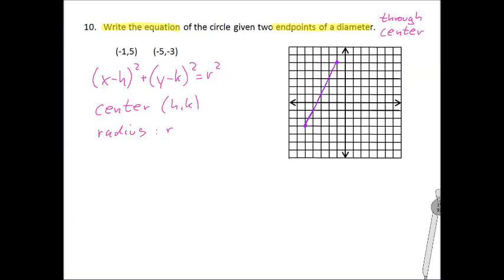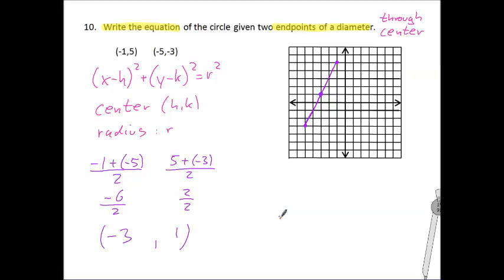Remember the midpoint formula. For the midpoint formula, we're averaging the x-coordinates. That means we're adding them and dividing by 2. And we're also averaging the y-coordinates. Divide them by 2. -1 plus -5 is -6 divided by 2, and that is -3. And 5 plus -3 divided by 2 is 2 divided by 2, and that's 1. So -3 and 1 are the coordinates of the center of our circle. And as I said before, maybe we could have eyeballed it, but it's better to be safe.